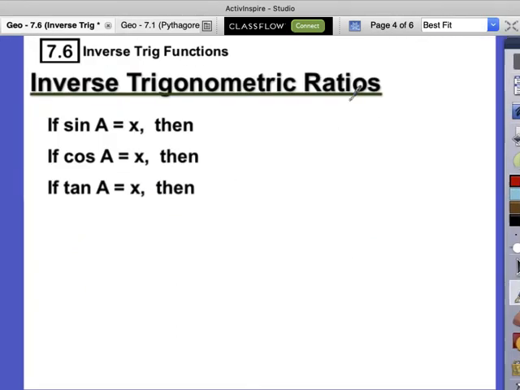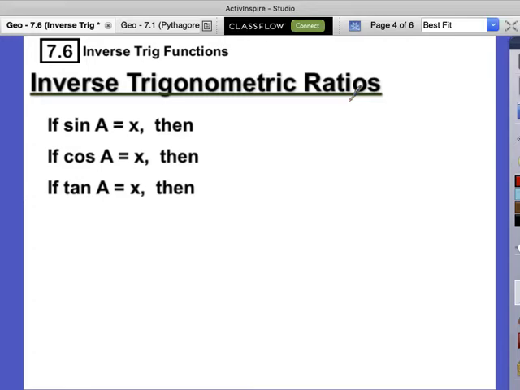So, real quick, honors geometry on Fun Socks Friday, March 6, 2020. Students will be able to use inverse trig functions to find measures of angles, section 7.6. Now, this is our last section.